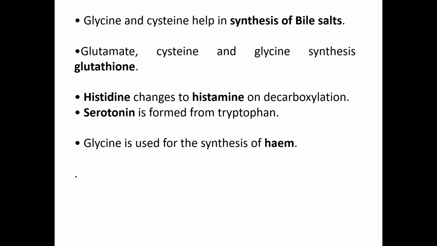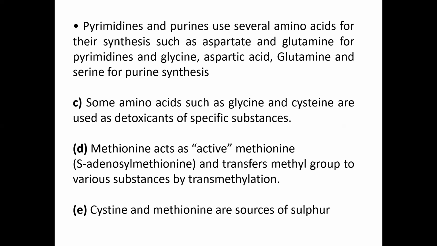We also have histidine that changes to histamine on decarboxylation. We have serotonin that is formed from tryptophan, and glycine is also used for the synthesis of heme that is found in hemoglobin, the protein component of which is globin. We have pyrimidines and purines, which use several amino acids for their synthesis, such as aspartate and glutamine for pyrimidines, and glycine, aspartic acid, glutamine, and serine for purine synthesis.